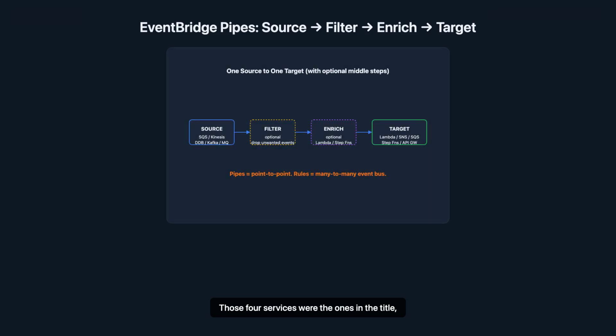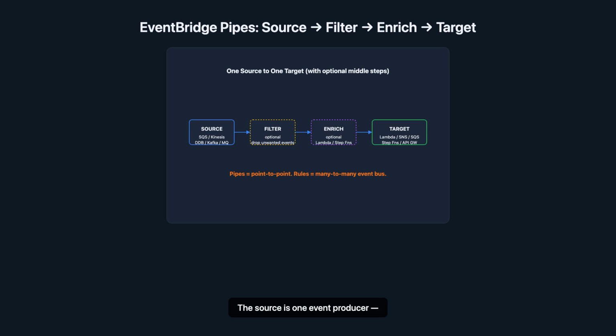Those 4 services were the ones in the title, but 5 more secondary services show up on the same exams, so let's run through them at the same pace. First up is EventBridge Pipes. Think of it as a serverless conveyor belt with 4 stages.